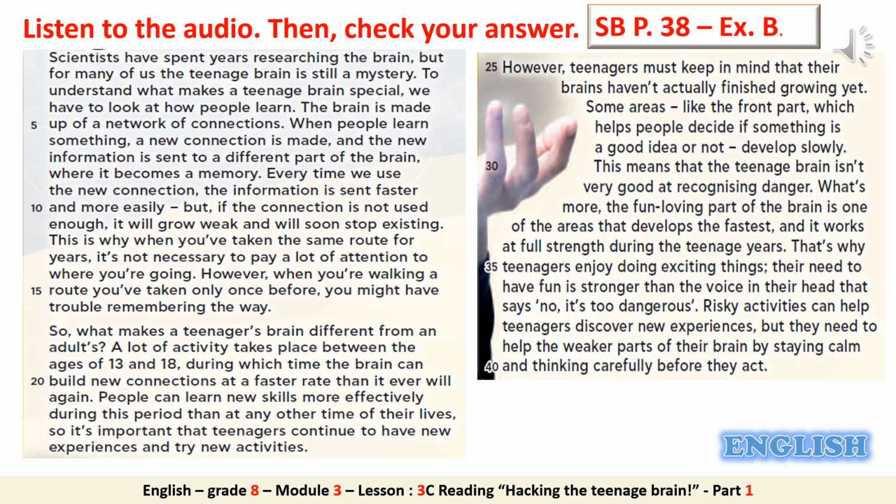Every time we use the new connection, the information is sent faster and more easily. But if the connection is not used enough, it will grow weak and will soon stop existing. This is why when you've taken the same route for years, it's not necessary to pay a lot of attention to where you're going. However, when you're walking a route you've taken only once before, you might have trouble remembering the way. So, what makes a teenager's brain different from an adult's?